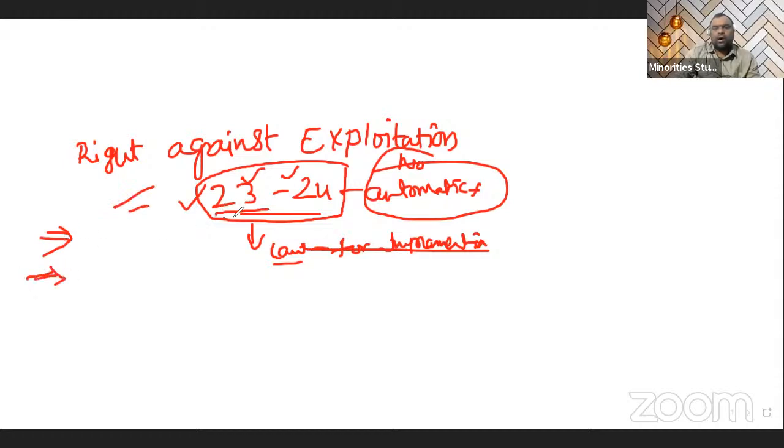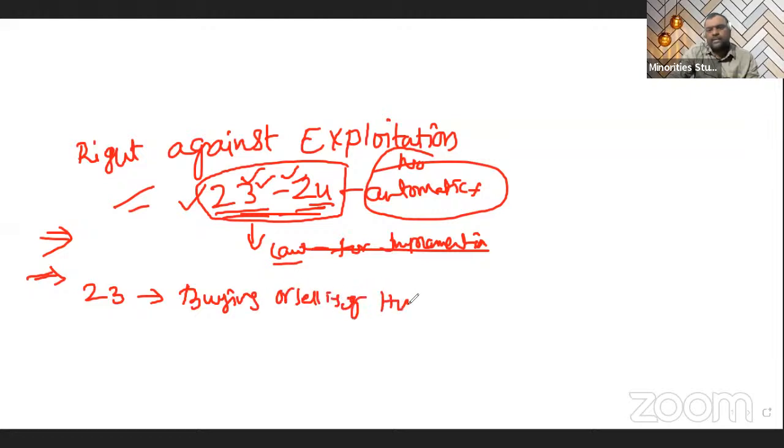Right? So Article 23 talks about, very important, listen carefully, the right against exploitation. There are two aspects it deals with. One is that men and women, or any person, should not be made a commodity. Commodity means we can buy or sell. Buying or selling of human beings is prohibited.